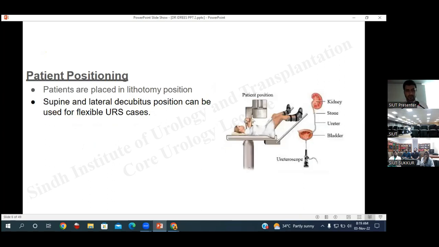Now the patient position. Patient position is very important for ureteroscopy. Mostly the patient is placed in lithotomy position, and in flexible URS, supine and lateral decubitus positions can be used.